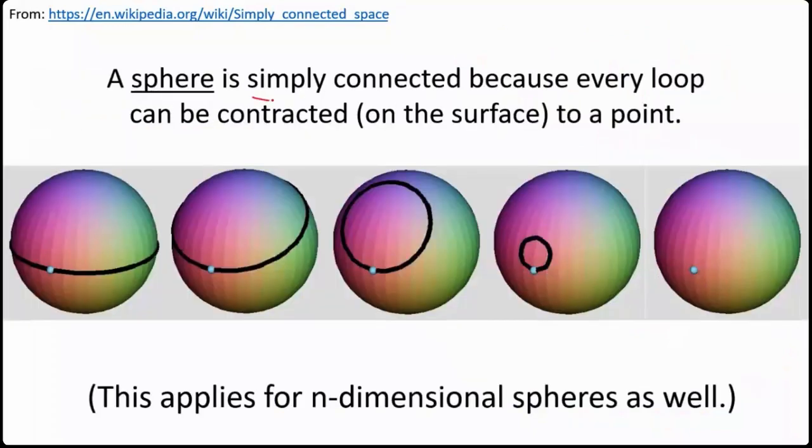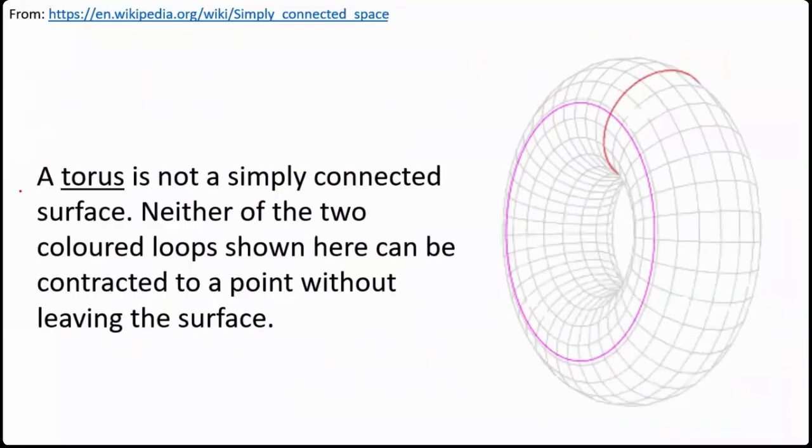So a sphere is simply connected. We have the equator. If that's a string and you start pulling on it, you can contract the loop to a point. And I think this applies for any n-dimensional sphere. This is the 2-sphere, but it would apply for the 3-sphere and so on. So a torus is not simply connected. This is an example of a loop that you can't pull on because there's the hole, and the hole stops you from contracting loops to a point, basically.